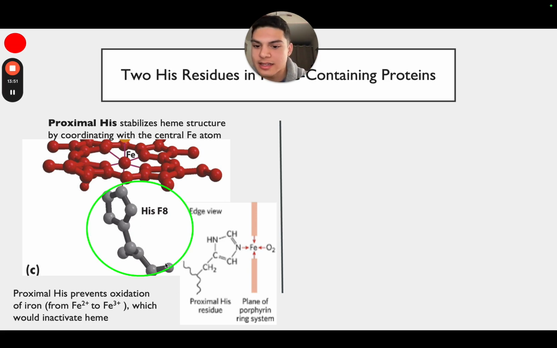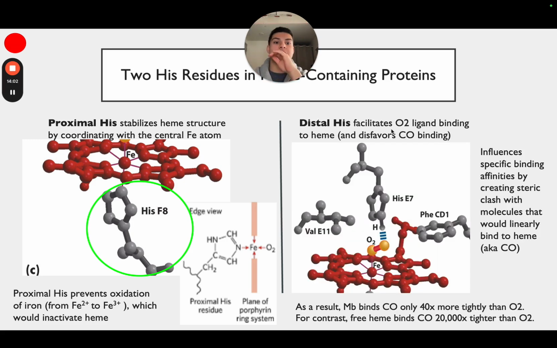And this is the proximal histidine, and I'll show you the diagram of how you can kind of tell the difference, but this is good to memorize. His F8 is the more proximal one. And then for the distal histidine, it facilitates O2 ligand binding to the heme and disfavors CO binding. So the distal His allows for the bent structure to be more favorable.